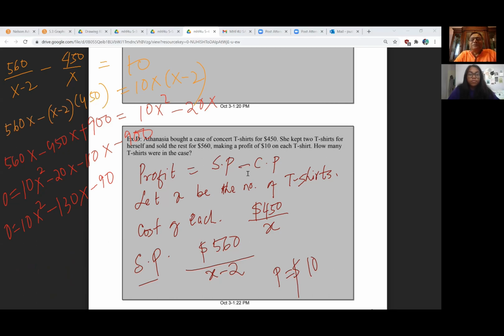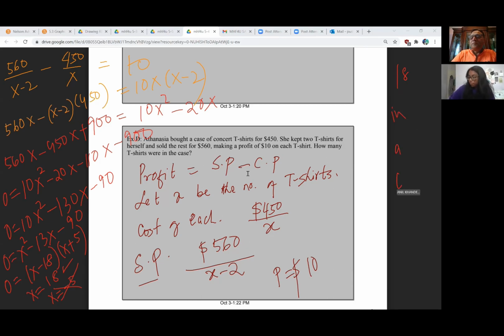We can divide both sides by 10 and simplify it, correct? So that gives you 0 equals x squared minus 13x minus 90. Can you factor this? Yes, try. What do you get? So you should get negative 5 and 18. Let me write it in the factored form: x minus 18 times x plus 5, correct? Since 90 is 9 times 10, but that does not give us minus 13, we'll try 5 and 18. And 5 and 18 give us minus 13 if 18 is negative and 5 is positive. This gives us the value of x as 18, which is a valid answer, but x equals minus 5 is not valid. So we'll disregard that. Therefore, there are 18 t-shirts in a case, right?